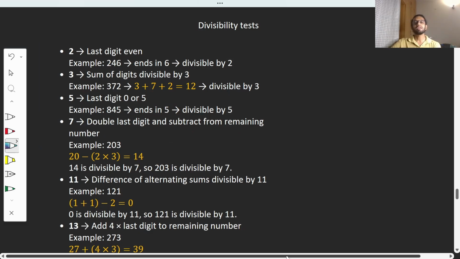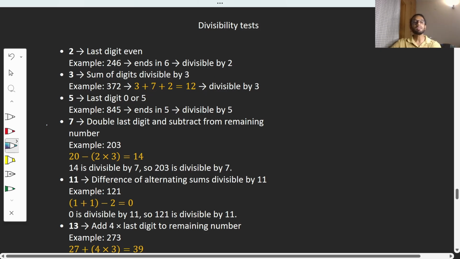Hello everyone. In this video, we will learn about the divisibility tests. These come handy when we do problems of the type prime factorization. Because in prime factorization, when we are given a number, we would like to know whether that number is divisible by a particular number.